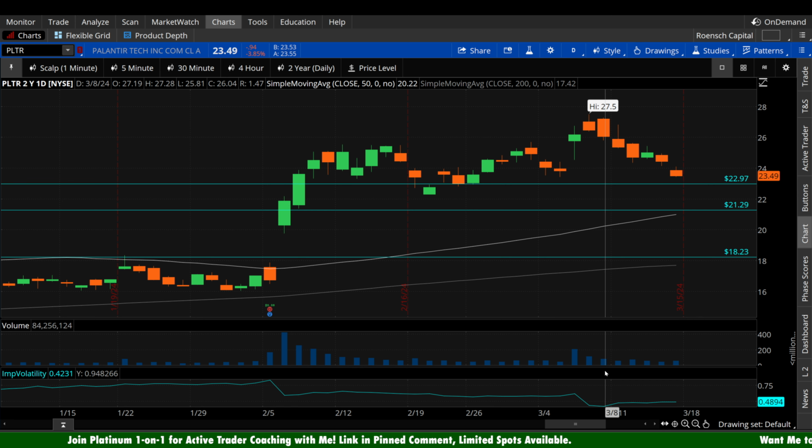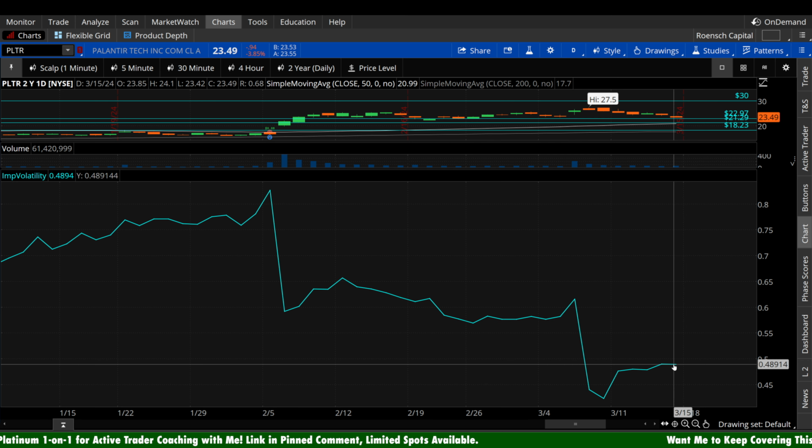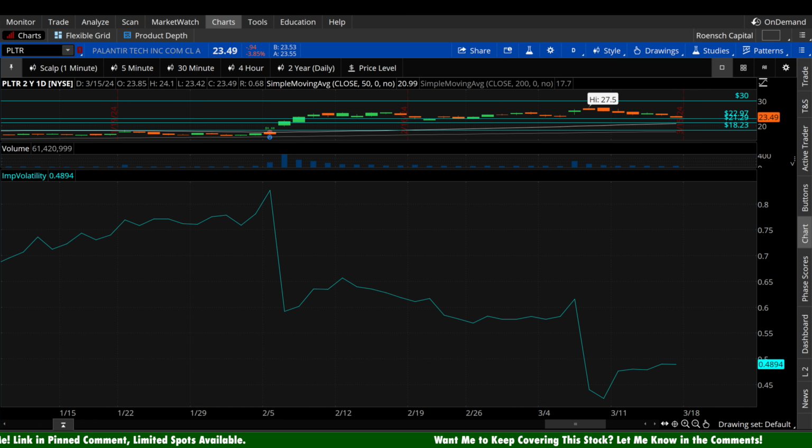Okay. Now, implied volatility, if we take a look, it is sitting in the lower range, compared to the last few months. So understand the lower IV goes, the more favorable conditions become for new potential buyers of options.